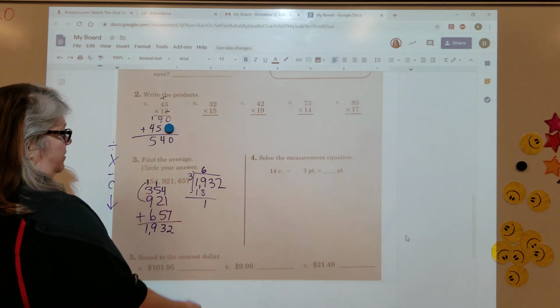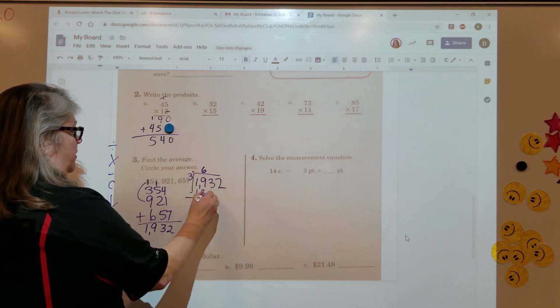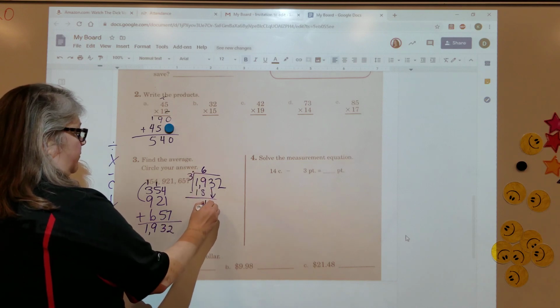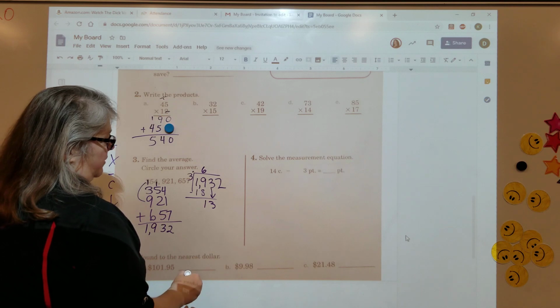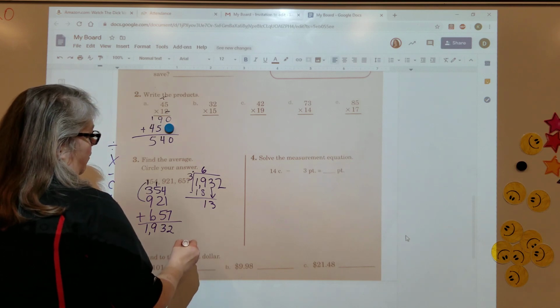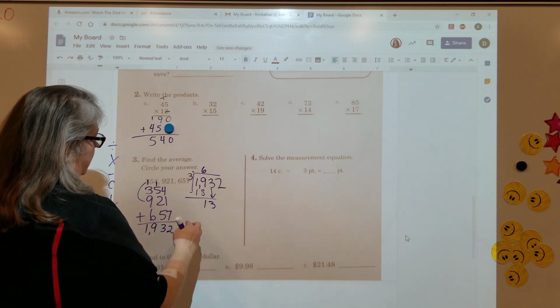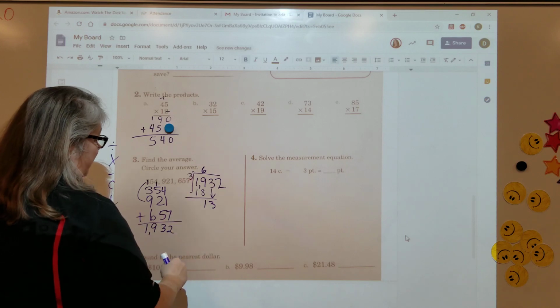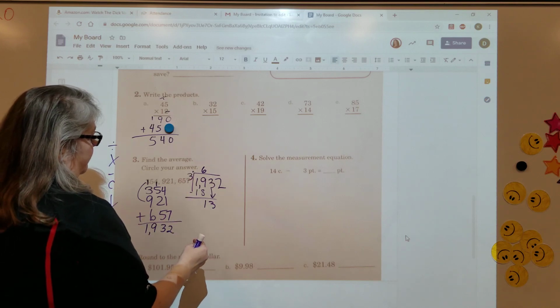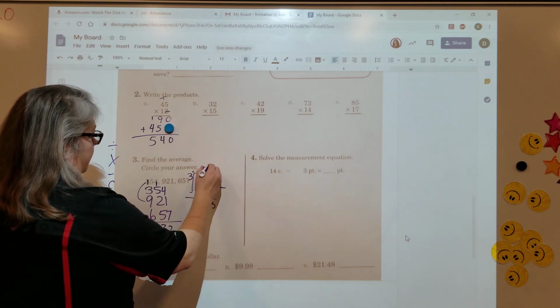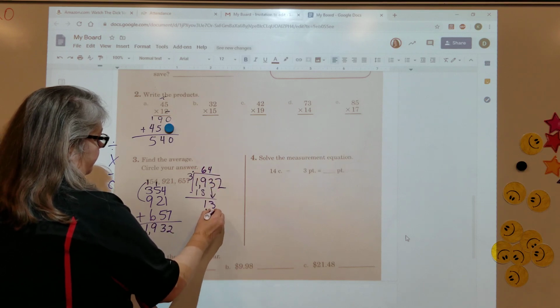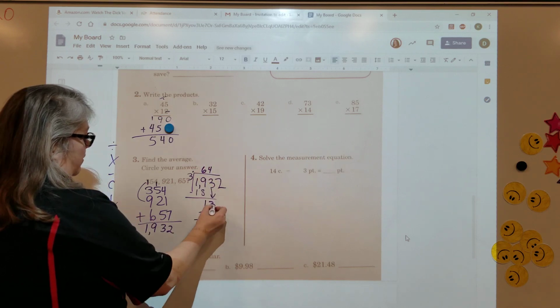Compare, is 1 less than 3? Yes. So now we need to bring down. How many times will 3 go into 13 without going over? Well, 3 times 6 is 18, so that's too much. 3 times 5 is 15. Let's go with 3 times 4. 3 times 4 is 12.